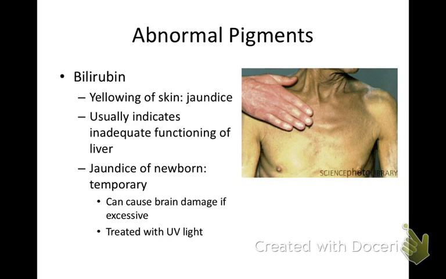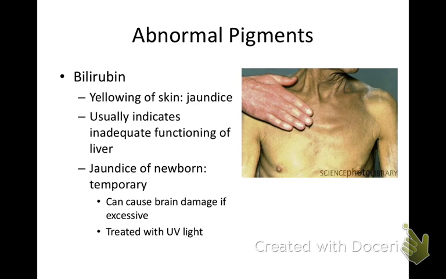All right, now there's some abnormal pigments, things that don't usually show up in the skin, and the primary one you need to know is bilirubin. Bilirubin is a breakdown product of red blood cells, hemoglobin. So as hemoglobin is processed at the end of the life of a red blood cell, the pigment part, the part that's red in the red blood cell, gets converted to this other pigment called bilirubin, which when it's concentrated looks really green. That's what makes bile green. But when it's more diluted out, like when you see it in the skin of an individual, it looks yellow, and that's what jaundice is. It's a yellowing of the skin.